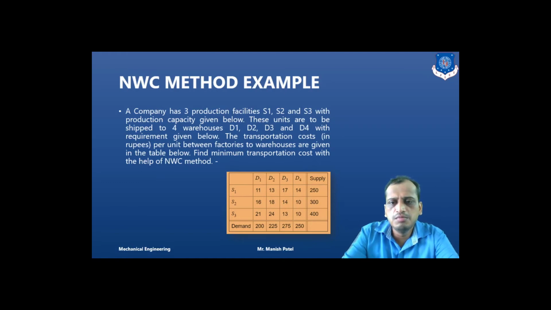Now if you see here, on the demand side these constraints are also given. For D1 it is 200, D2 it is 225, and accordingly the supply side constraints are also given. S1 can deliver up to 250, S2 up to 300 and likewise.